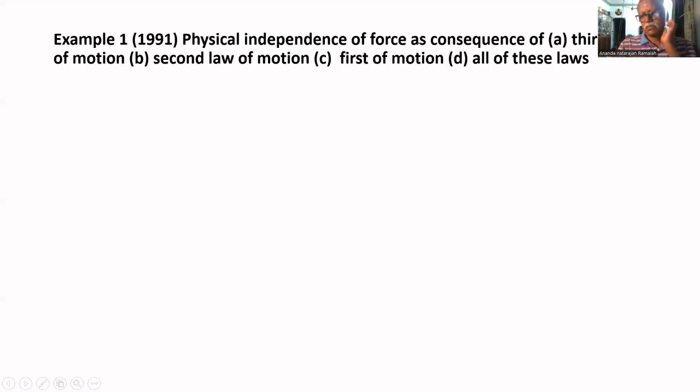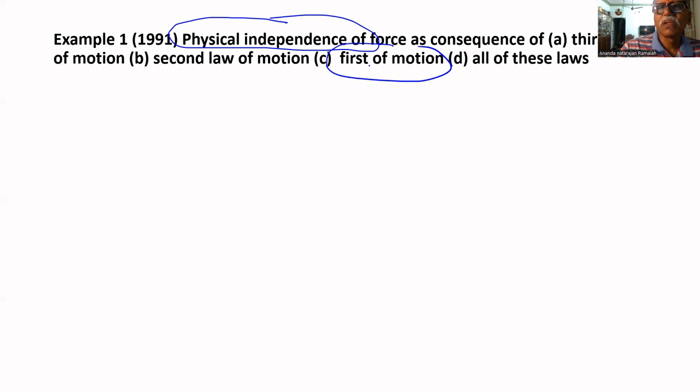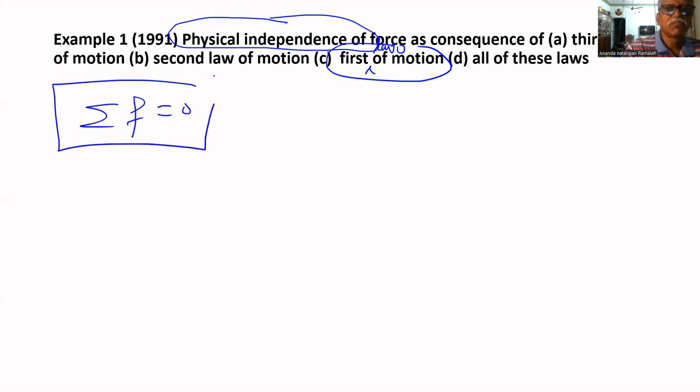Other theory we'll see in the physical independence of force. Physical independence is a consequence of the first law of motion. So the sum of forces equals 0. Physical independence of forces is a consequence of the first law.